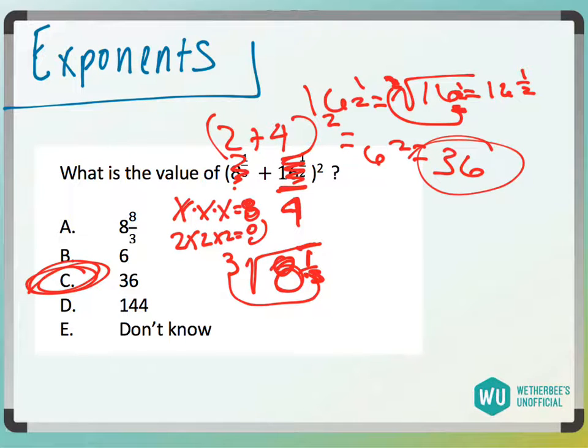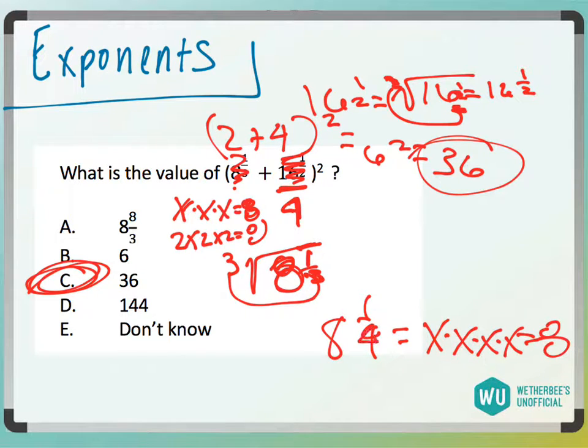So it's really important to know that if I had 8 to the 1/4, this would mean what times what times what times what is 8, because the 4 is in the denominator here. So anything that's in the denominator, I could rewrite 8 to the 1/4 like that. So 8 to the 1/3 is the cube root of 8, 2, square root of 16, 4, plus 2, 6, squared is 36.